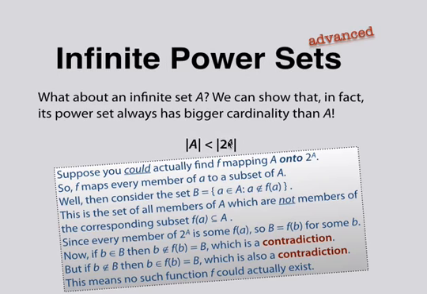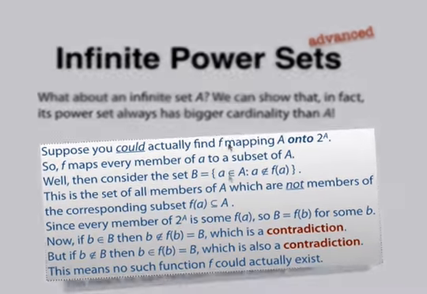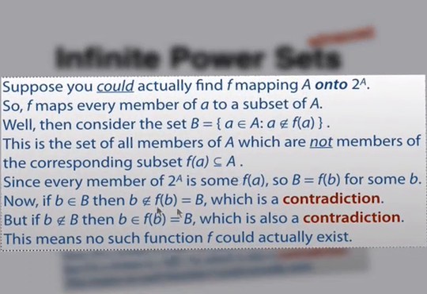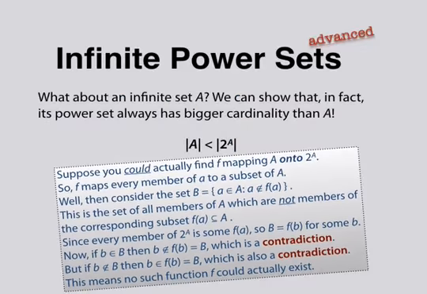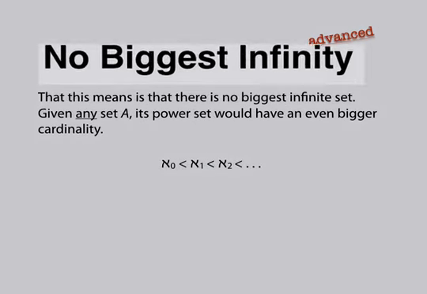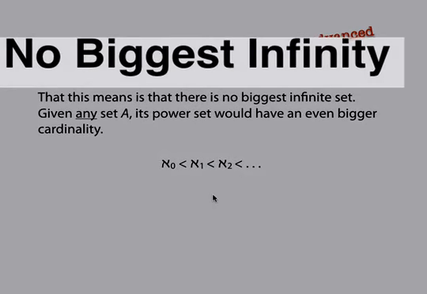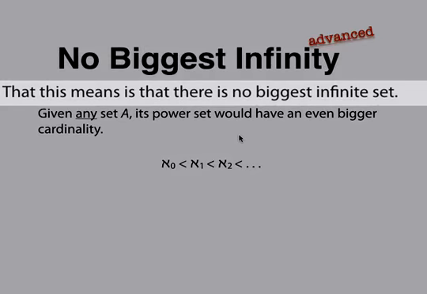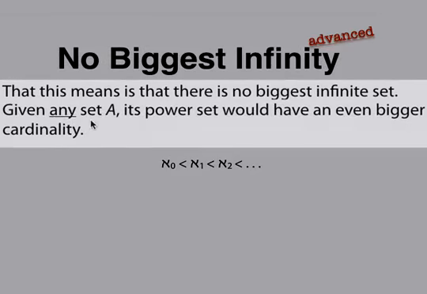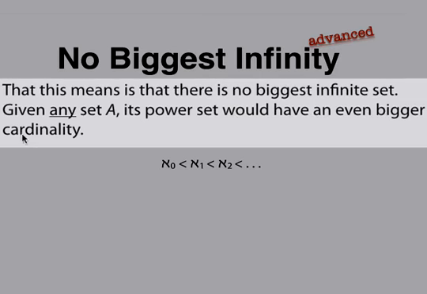And if you want to see the proof, then simply pause this video and the proof is right here. But it's an advanced proof, so I'm not going to verbally go through it and confuse everybody who just doesn't care and just accepts this as a fact. So what does this fact imply? It means there is no biggest infinity in mathematics. There is no biggest infinite set, because given any set, its power set would have an even bigger cardinality.